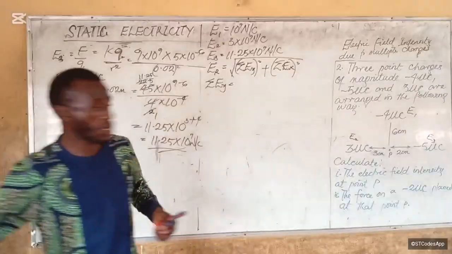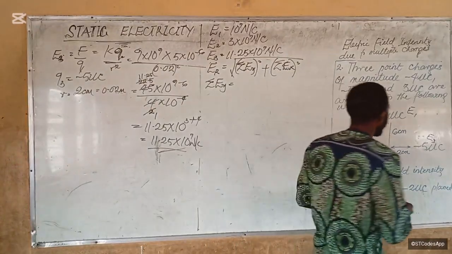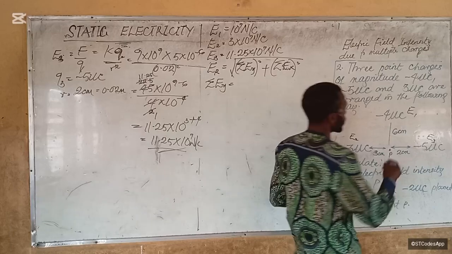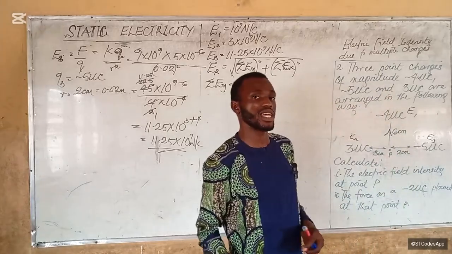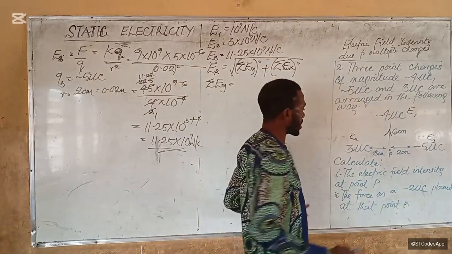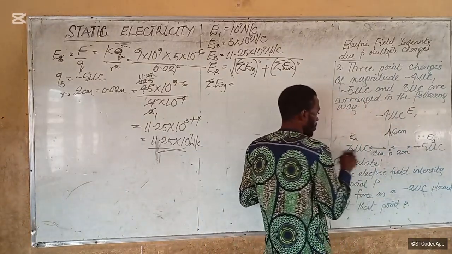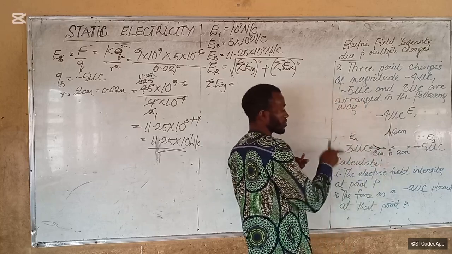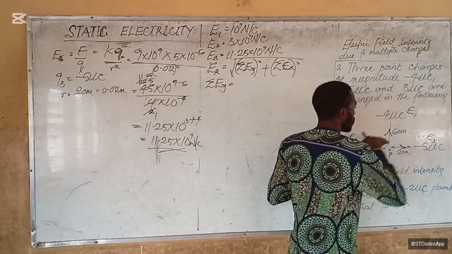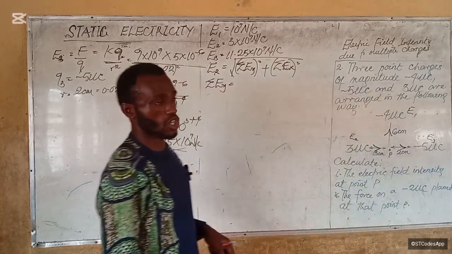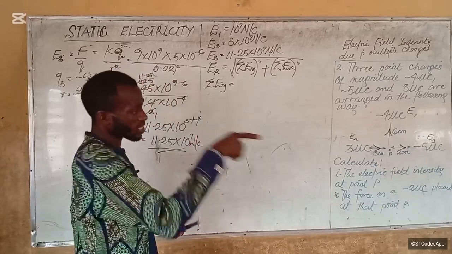Because this charge is negative, the field will be felt towards the negative charge. Does that make sense? The field will be towards the negative charge, and the direction of the field here, because it's positive, will be away from the positive charge towards the point P. And here it will be away again, from point P towards the negative charge.